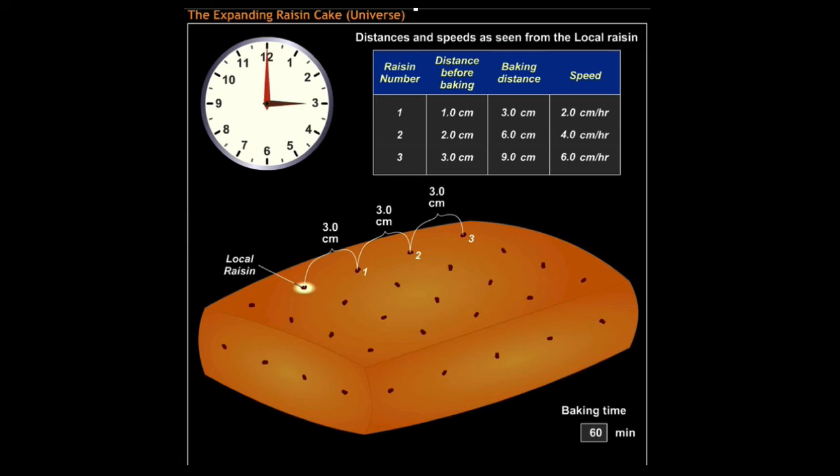In other words, if you live in a uniformly expanding cake, you'll always see more distant raisins moving away from your local raisin at higher speeds. Note that it does not matter which raisin you choose as the local raisin, you'd see the same effect no matter where you lived within the cake. The same idea applies to our universe. Because we observe that more distant galaxies are moving away from us at higher speeds, we conclude that we live in an expanding universe.